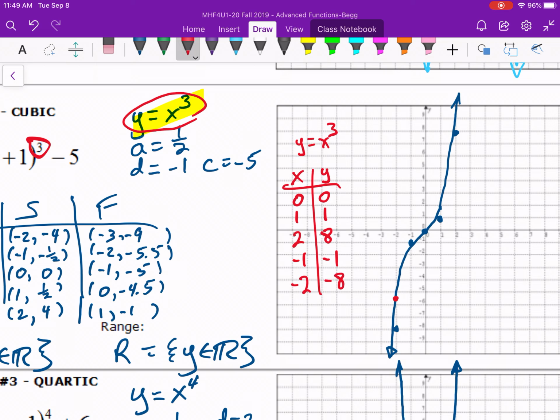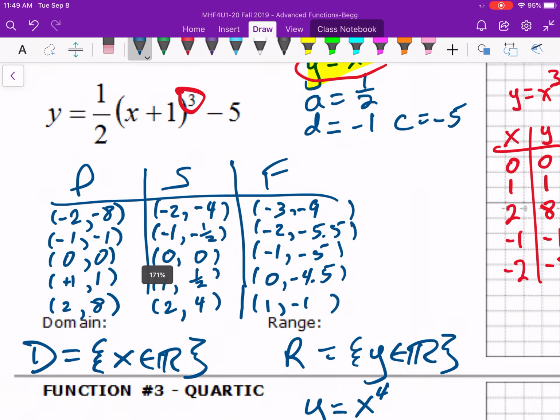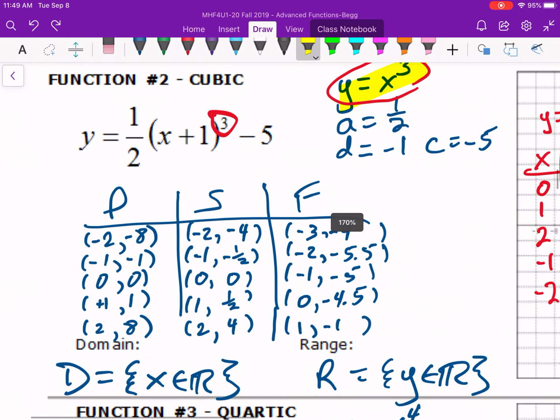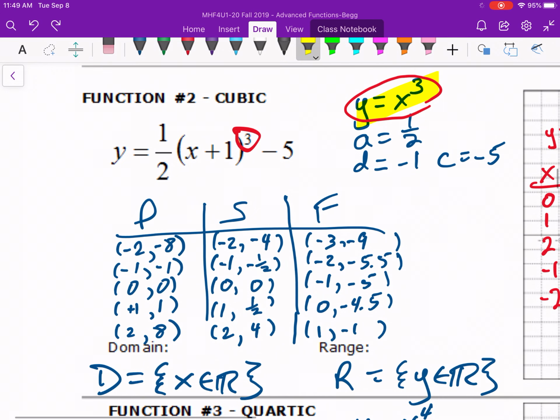That's where those blue points, these points that I'm highlighting, that's where they came from. That's what the parent function of a cubic looks like. So then, doing the transformation, there's the 5 points of the parent just written in this column here, right? Then I have to look at my A, K, D, and C values. I can see that A is equal to a half.